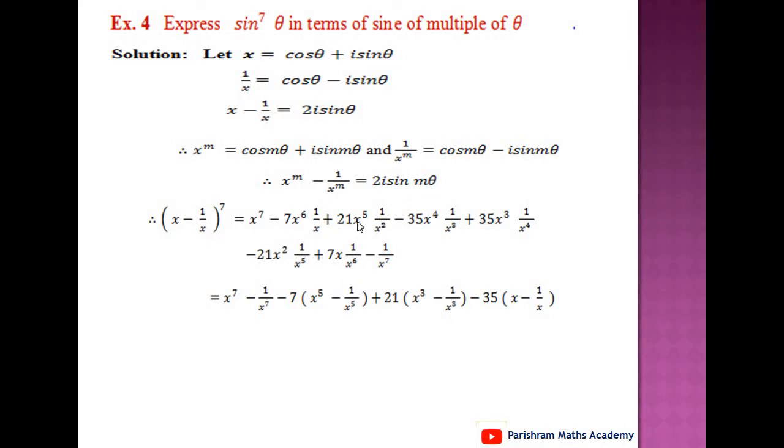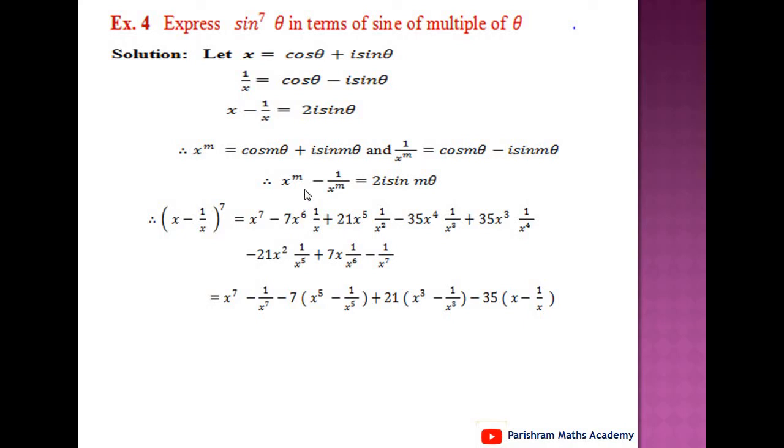From the terms with 21, x raised to 5 into 1 upon x square remains x cube, and x square into 1 upon x raised to 5 is 1 upon x cube. From these two terms, we can take 21 as common, in bracket x cube minus 1 upon x cube. And from these two terms, we can take minus 35 as common, in bracket remains x minus 1 upon x.